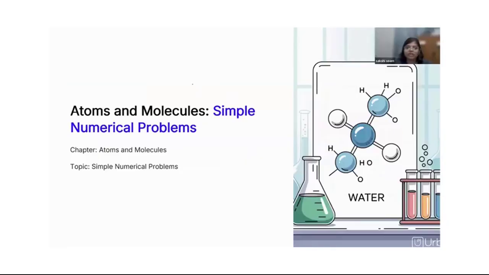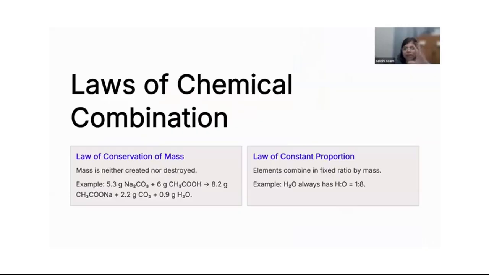Everyone. So what we're going to study today is about atoms and molecules. We are going to study simple numerical problems from this chapter, right? Before that, let us do a quick revision that will help us to solve the questions. First is the law of chemical combination, which includes the law of conservation of mass and the law of constant proportion.